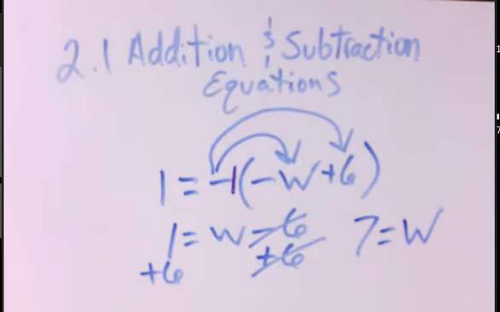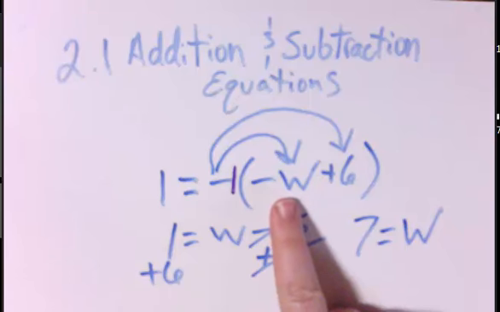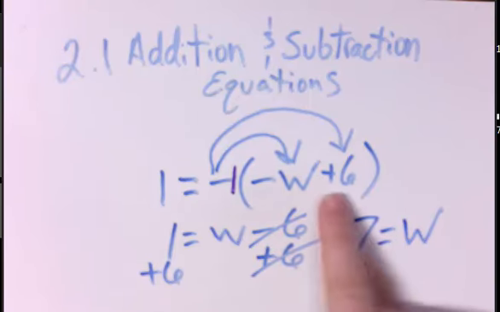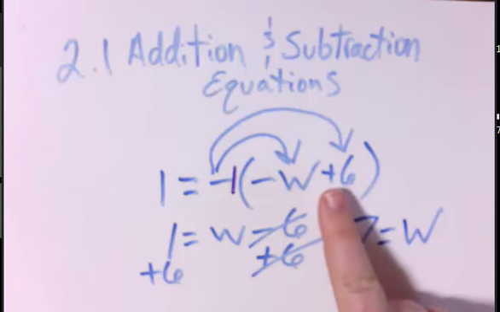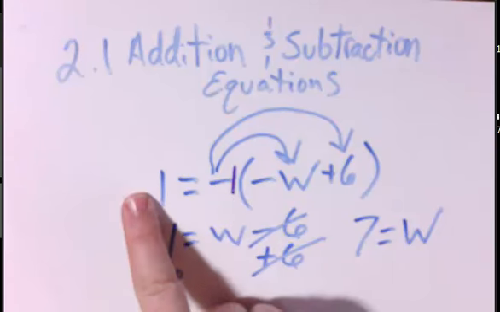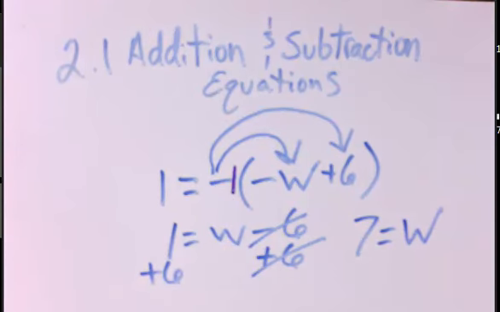And so now that we have that, we can always put that back into our main equation to see if that is correct. So you have negative 7 plus 6. So negative 7 plus 6, that gives us a negative 1. So negative 1 times a negative 1 gives us a positive 1. So that would be our correct answer there.